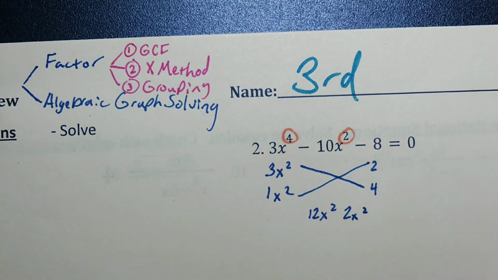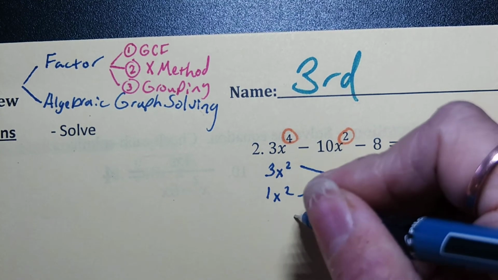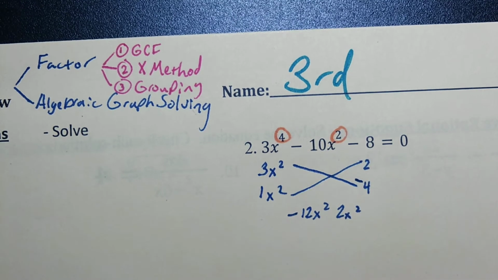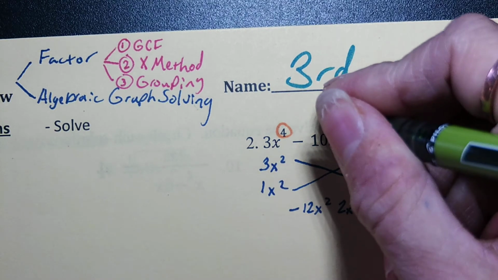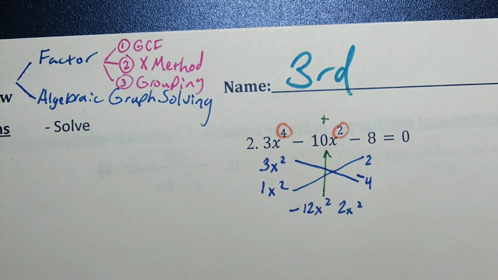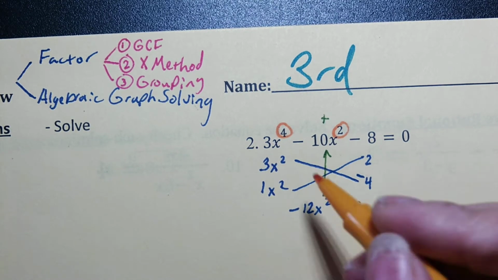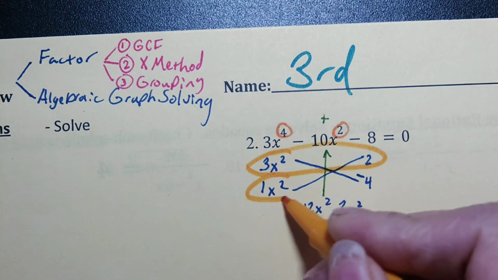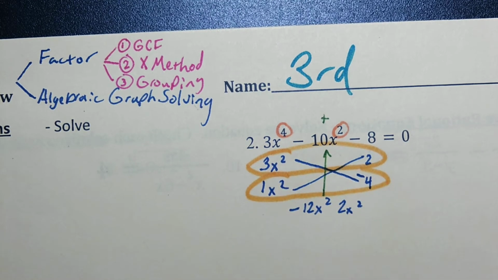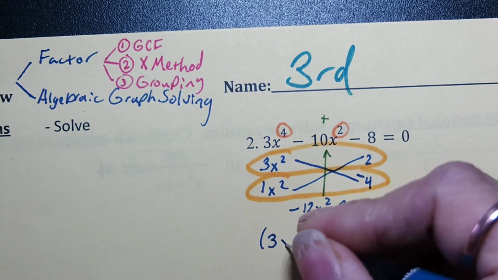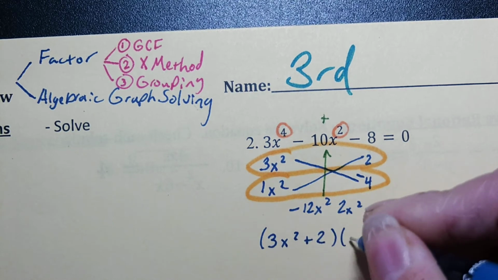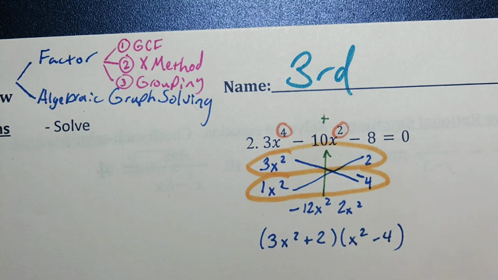Who needs to be negative? The 12 and thus the 4. So negative 12x squared plus 2x squared gives us negative 10x squared. So remember, we're trying to get to a sum of that middle term. And then to write the factors, we go straight across. So the 3x squared gets paired with the 2. And the 1x squared gets paired with the 4. So 3x squared plus 2. And x squared minus 4.